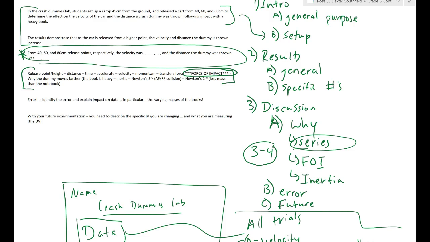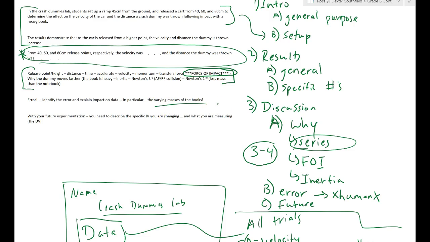Then, when we're talking about error, remember that we do not want to talk about human error. Right? We don't want to talk about me messing something up or you messing something up. We want to talk about what is different group to group. Did different groups have different things? I'll give you a couple of examples.